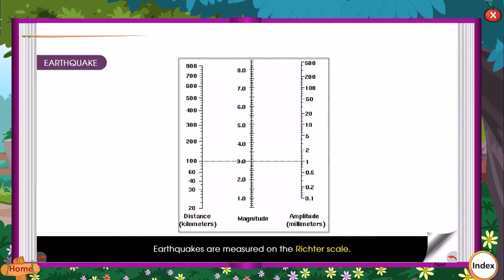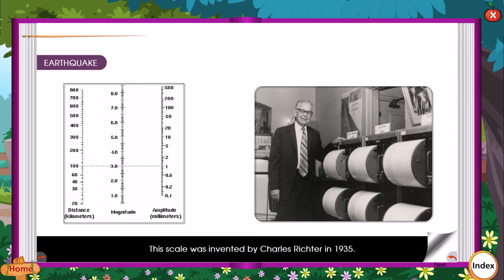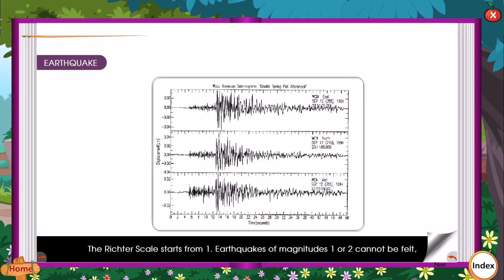Earthquakes are measured on the Richter scale. This scale was invented by Charles Richter in 1935. The Richter scale starts from 1. Earthquakes of magnitude 1 or 2 cannot be felt, but those of 3 or 4 can be felt. The ones that measure 5 or 6 cause major damage.